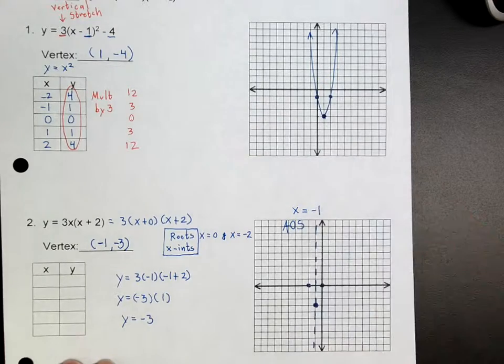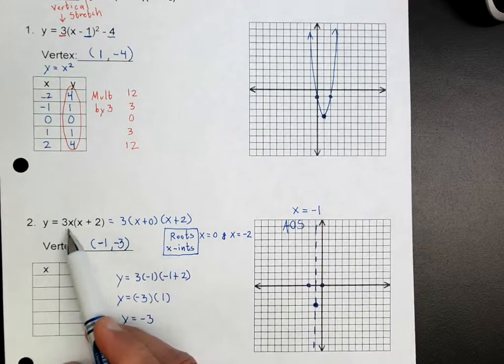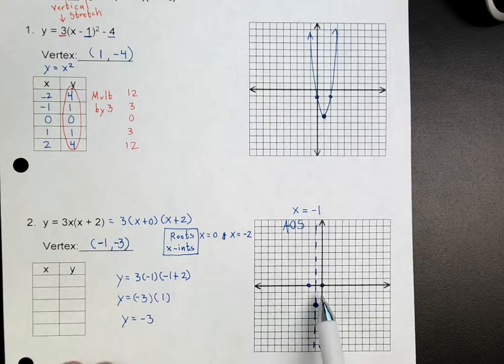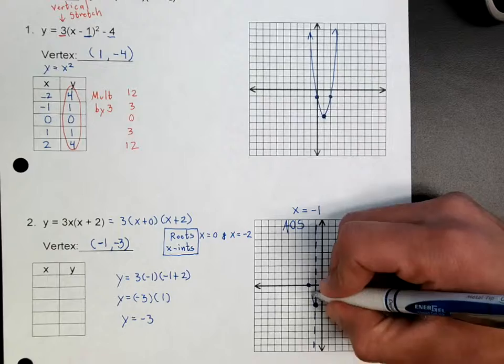Now let's make sure this makes sense. If we look at this, this is being stretched by a factor of 3. And I know my vertex is negative 1, negative 3: negative 1, down 3. And it's being stretched by a factor of 3. So my first point, instead of 1, 1, should be 1, 3, and it is. So it looks like I did this correctly.